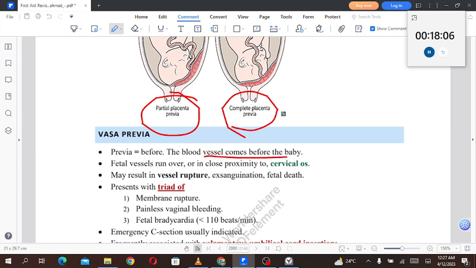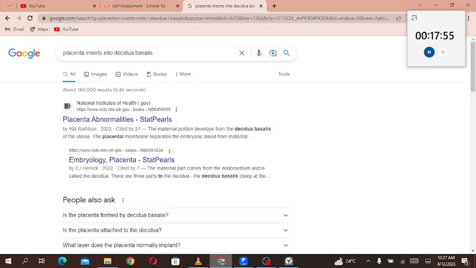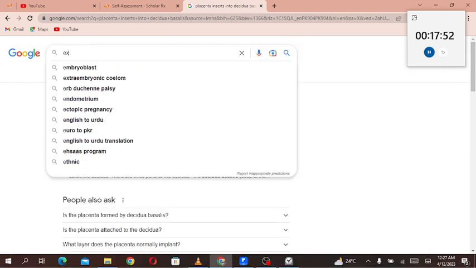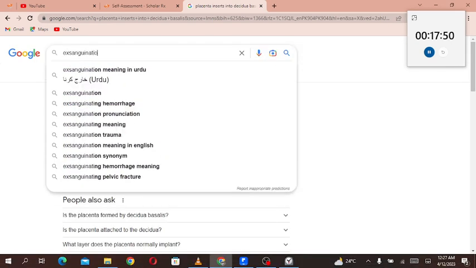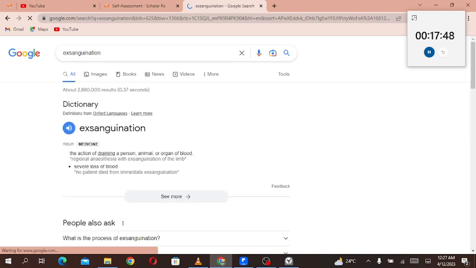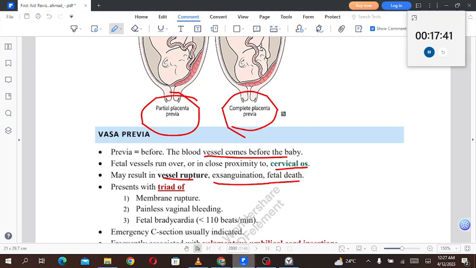Fetal vessels run over or in close proximity to the cervical orifice or cervical ostium, and may result in vessel rupture, exsanguination, and fetal death. Exsanguination means bleeding. They always use these fancy terms. It means the action of draining a person, animal, or organ of blood. So the fetus will be deprived of blood, because the fetal blood is present in the fetal circulation. If the fetal blood vessels are ruptured, there will be exsanguination from the fetal body, and there will be fetal demise.